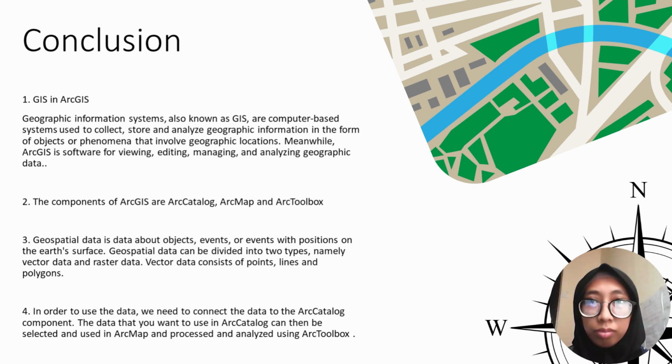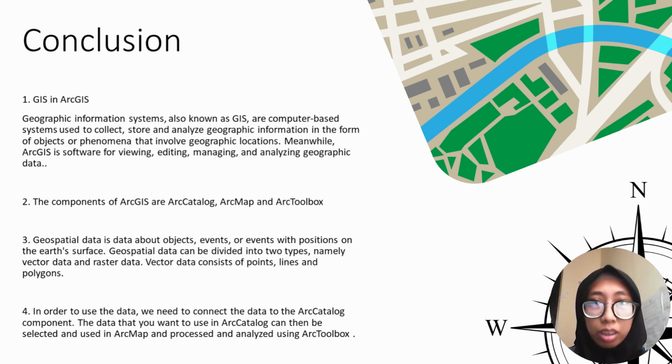So this is for the conclusion. Geographic Information System, also known as GIS, is a computer-based system used to collect, store, and analyze geographic information in the form of objects or phenomena that involve geographic location. Meanwhile, ArcGIS is software for viewing, editing, managing, and analyzing geographic data. The components of ArcGIS are ArcCatalog, ArcMap, and ArcToolbox.